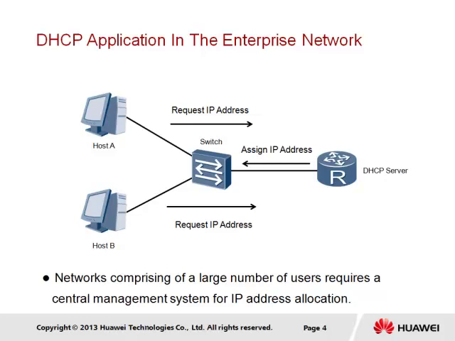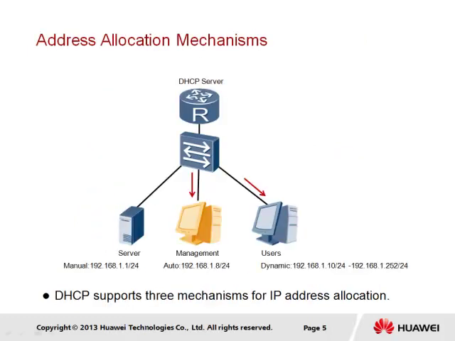DHCP is the standard application for dynamic management of addresses and works on the principles of a client-server architecture over which requests are made and IP addresses are assigned. DHCP is capable of supporting the allocation of addressing using one of three different mechanisms. The first of these is manual allocation, which allows an end station's IP address to be determined by the network administrator but is allocated using DHCP.